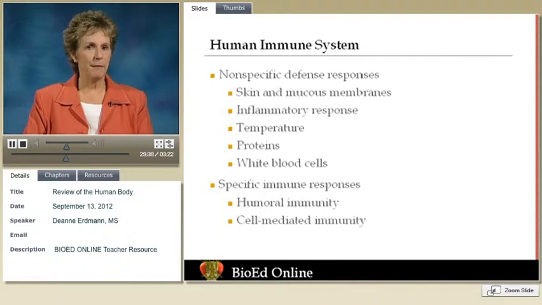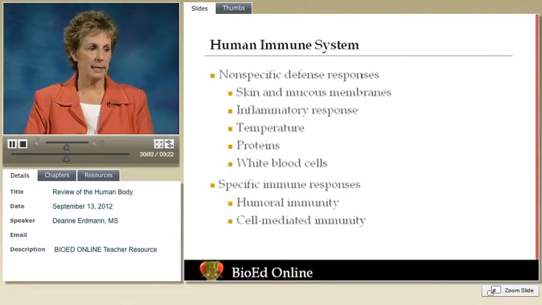Now, when we go to specific immune responses, we are able to really custom tailor to a specific disease. And what triggers the specific immune response are what we call antigens. Antigens are carbohydrates, proteins, lipids that are on the surfaces of viruses and bacteria.